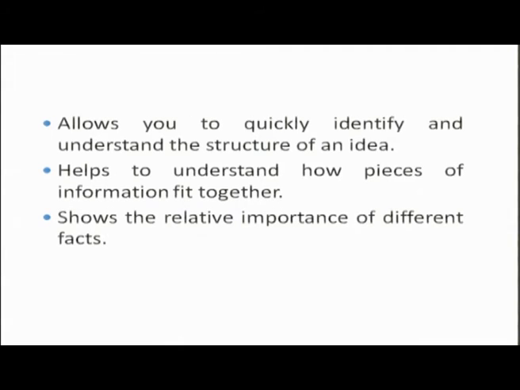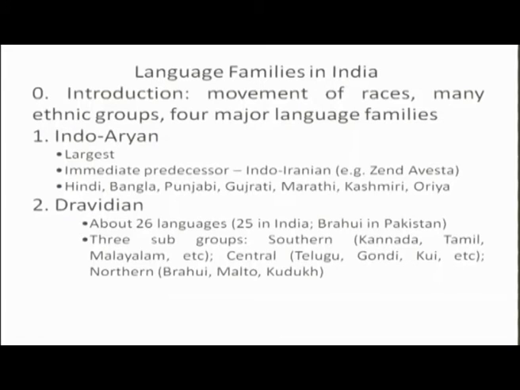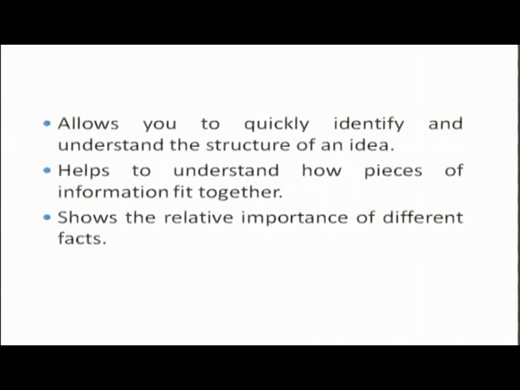Say for example, in the previous case we looked at, I am coming back to this slide. So, Dravidian language family is a big one, and then within that there are 3 subgroups, southern, central and northern. Then within that there are again some examples. So, if you have this kind of branching and sub branching of ideas, it helps you to use a kind of map like this, so that you can understand the relationships among these ideas.